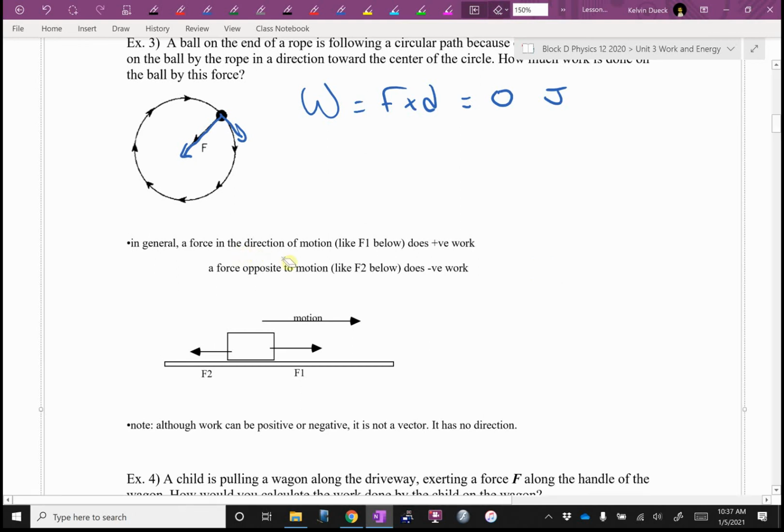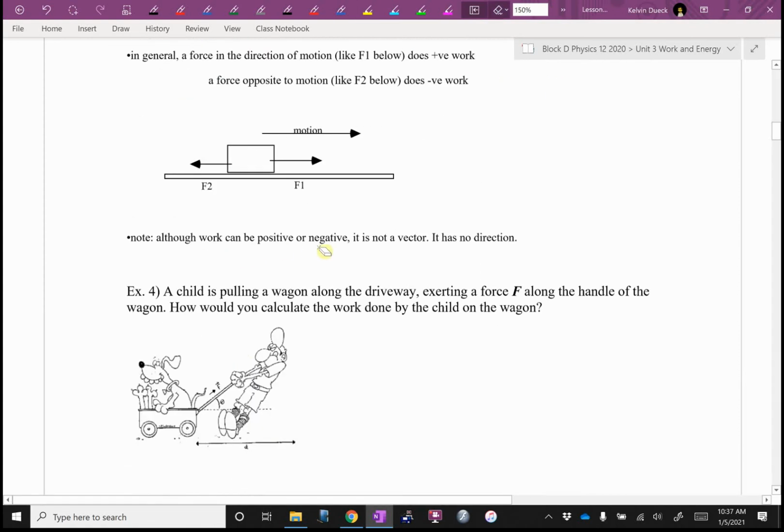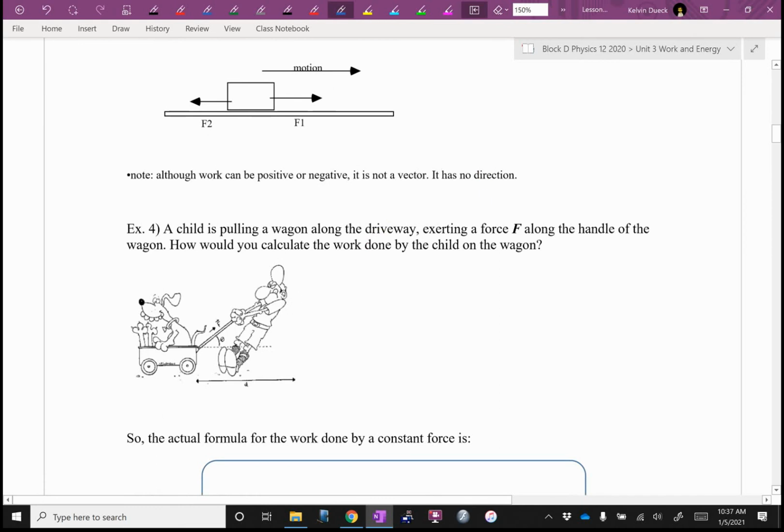So, in general, a force in the same direction as motion, like F1 below, does positive work. A force in the opposite direction does negative work. What does negative work mean? It means you're losing energy, not gaining energy. So it's not a direction, it's a magnitude. The magnitude's getting smaller. So, although work can be positive or negative, it's not a vector, it has no direction.